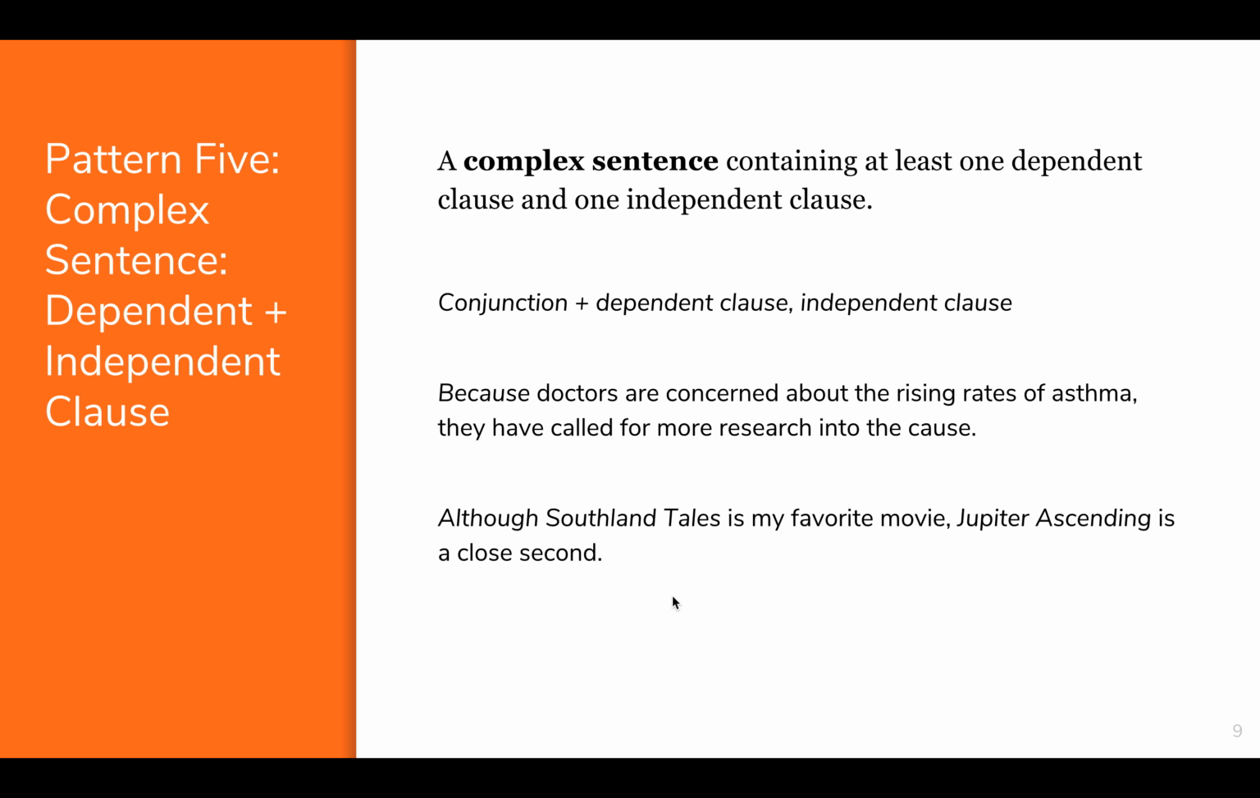clause. Fifth type of sentence pattern is a complex sentence. Complex sentences are made up of at least one dependent and one independent clause. This type we're going to look at begins with a dependent clause. And the formula for this is you have your dependent clause marked off with a conjunction like when, although, if. Then you have a comma after that introductory dependent clause, and then you have the independent clause.